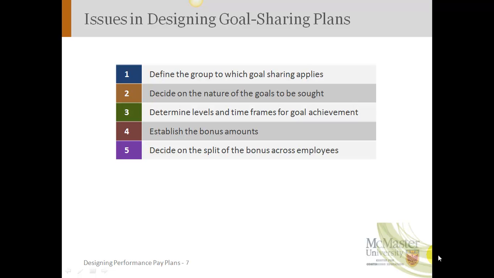So this concludes our discussion on gain sharing and goal sharing plans. In our next video, what we're going to do is we're going to discuss a little bit more on profit sharing plans, and we're also going to look a little bit at employee stock plans as well. And if we have time in that video, we'll look at non-monetary reward plans. So stay tuned for the next series of videos.